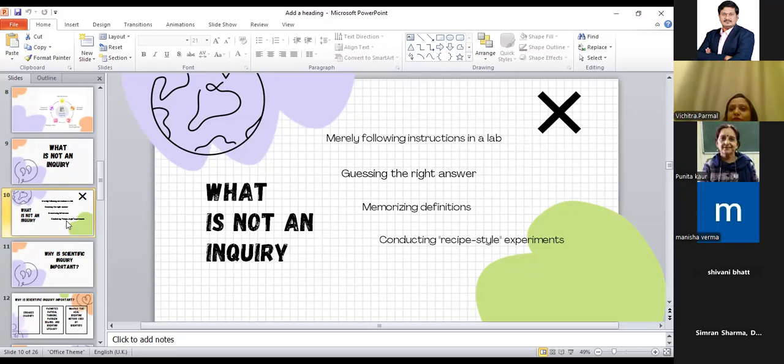So moving from experiment to an investigation mode will definitely create a spark in your students' learning. So it's not a recipe style experiment. Inquiry is not memorizing definitions. They will come up with their own definitions. Inquiry is not guessing the right answer. They will have evidence with them. Inquiry is not merely following the instructions in a lab, but creating their own investigations and conducting them.